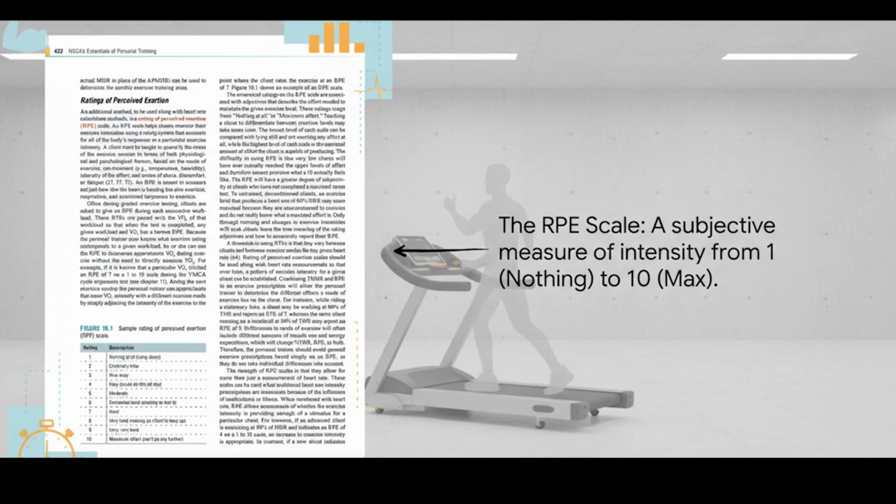But what happens if you can't use a heart rate monitor? Maybe your client's on medication that affects it. No problem. You use the rating of perceived exertion, or RPE scale. This is basically just having a conversation. You're asking your client, hey, on a scale of 1 to 10, how hard does this feel? It's a subjective tool, but man, is it a powerful one.